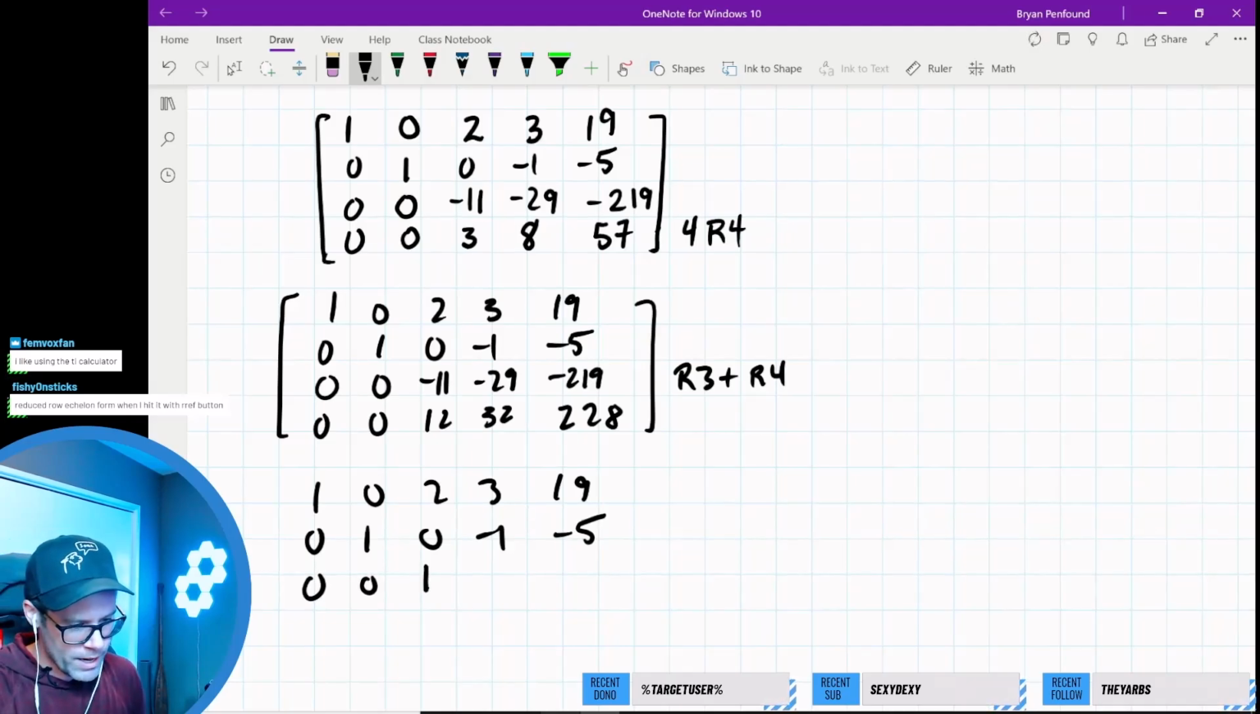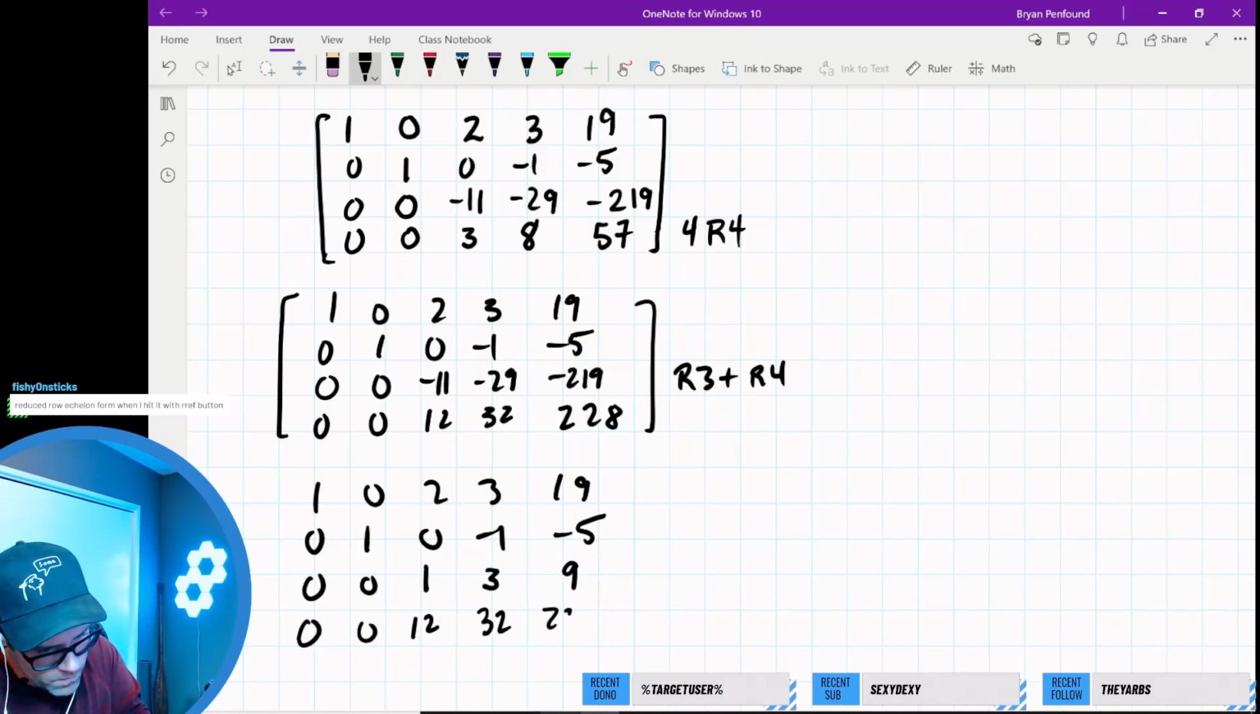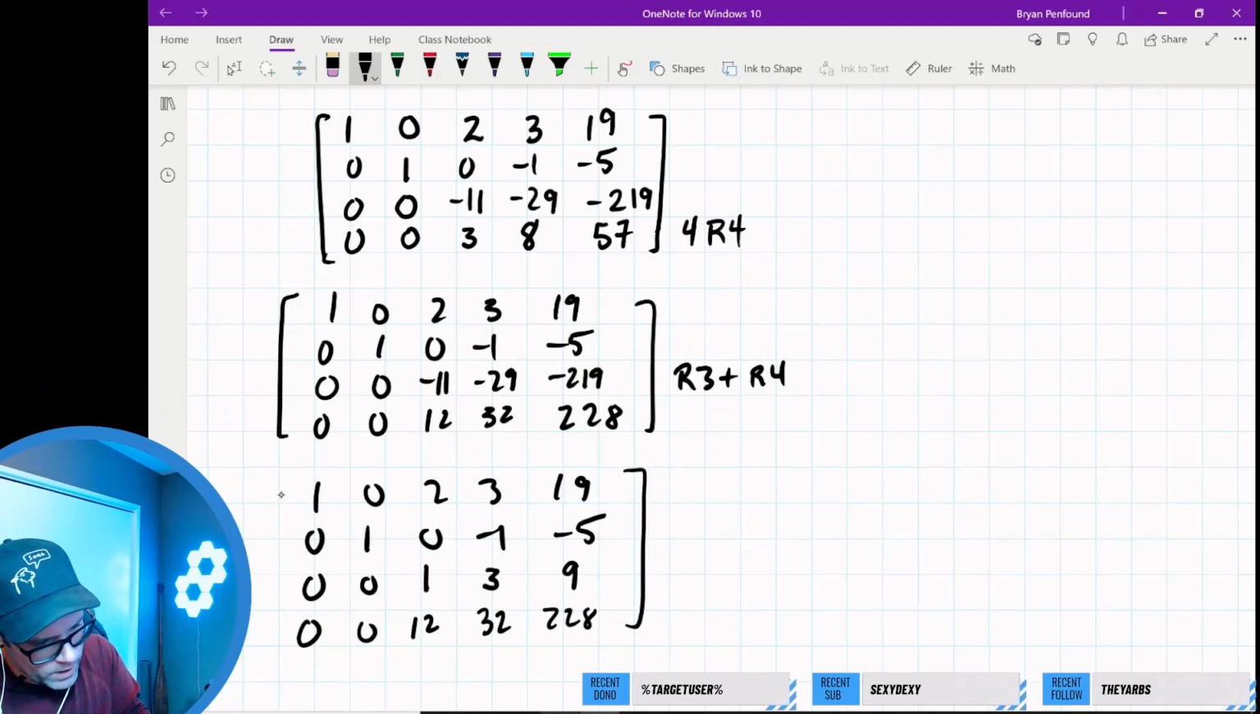And, ooh, we might actually get some really nice cancellation here. 32 take away 29 is 3. That's a nice number. 228 take away 219 is 9. Ooh, we are getting some nice numbers here. That's quite lovely. Things are returning back to somewhat normal.